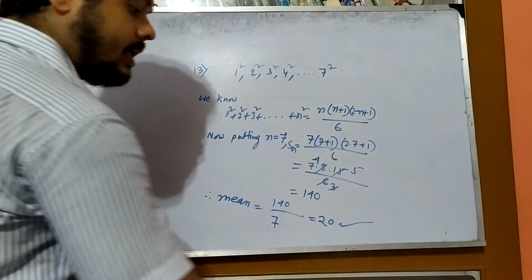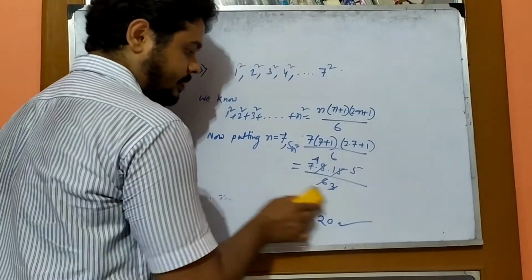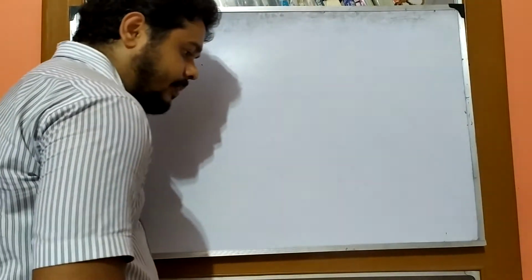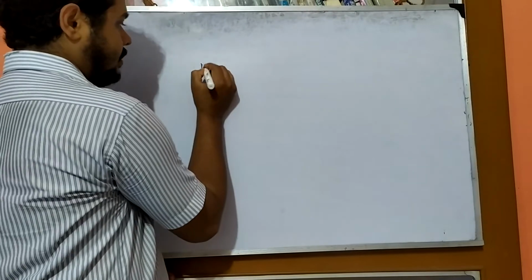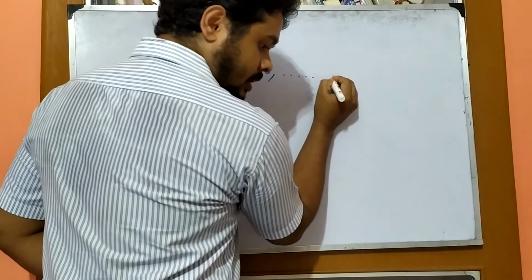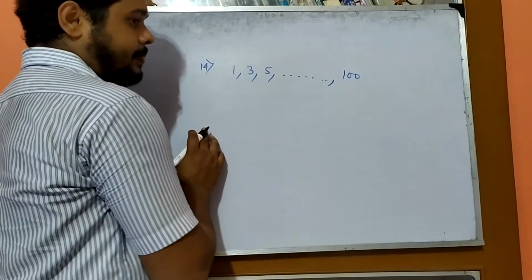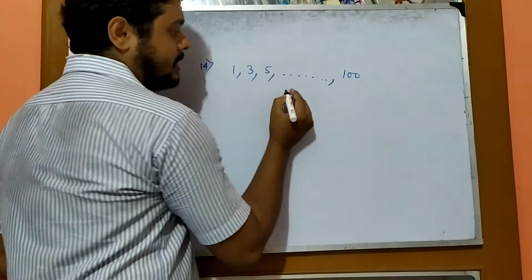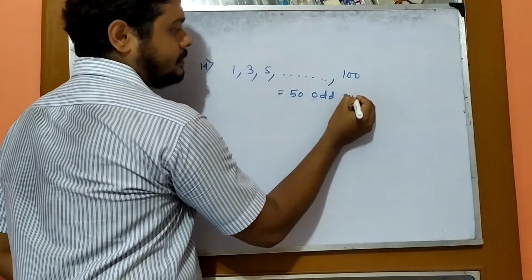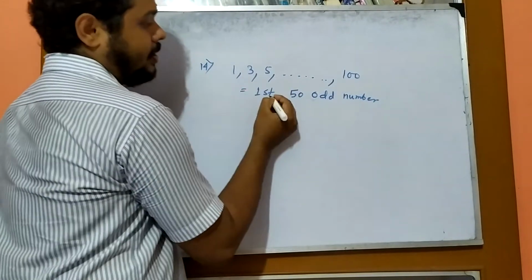Now I am coming to the next problem, question number 14: average of first odd numbers. Odd numbers means 1, 3, 5 up to 100. So how many odd numbers are there? 50 odd numbers are there. First 50 odd numbers.